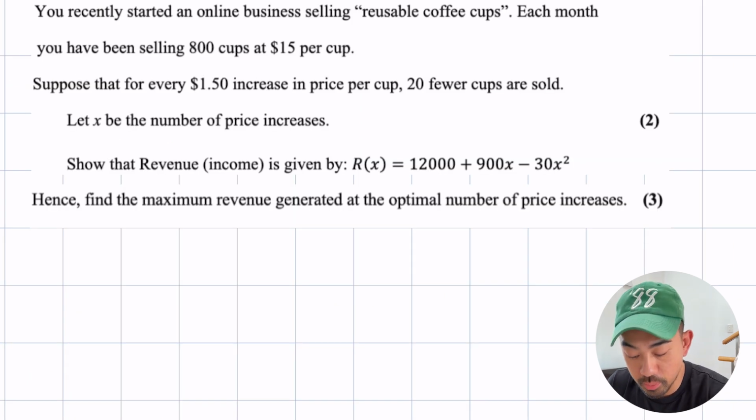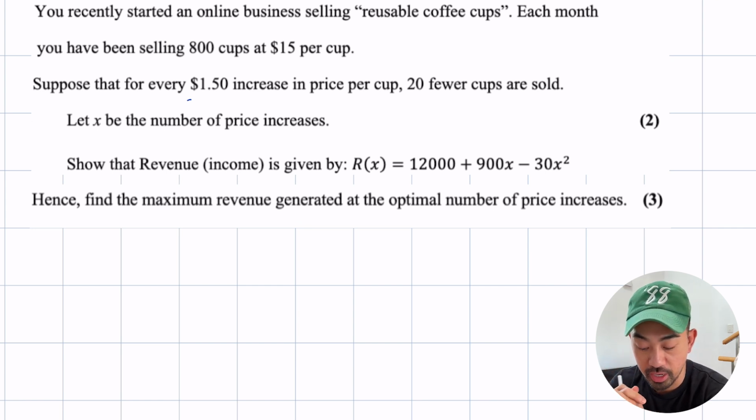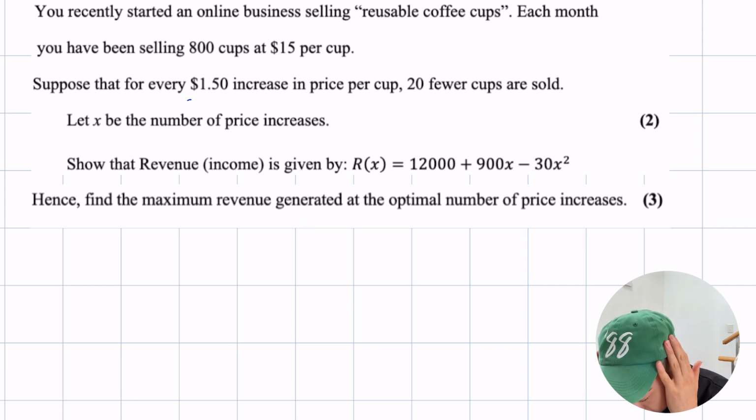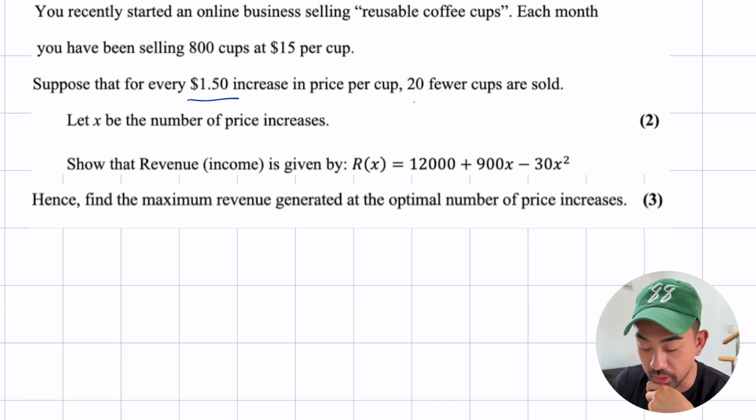Right, so here's the next one. A little bit more obscure, but the maths is actually not as hard as the other ones. All right, here's the next one. You recently started an online business selling reusable coffee cups. Each month you have been selling 800 coffee cups at $15 per cup. Suppose that for every $1.50 increase in price per cup, 20 fewer cups are sold. Let X be the number of price increases.